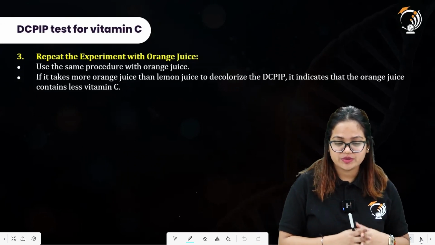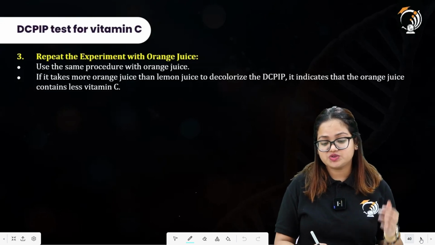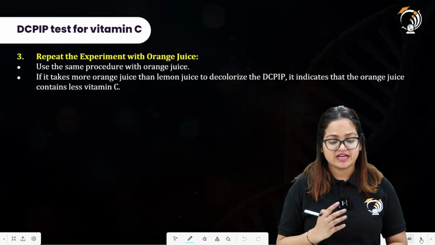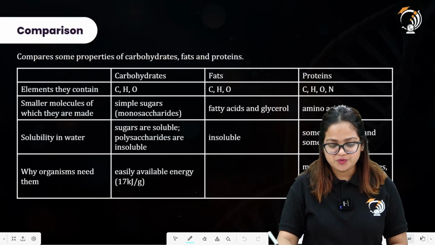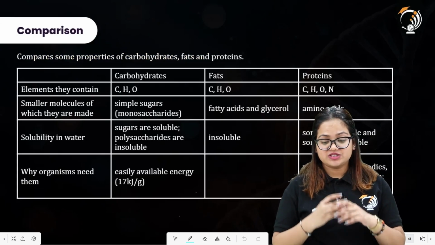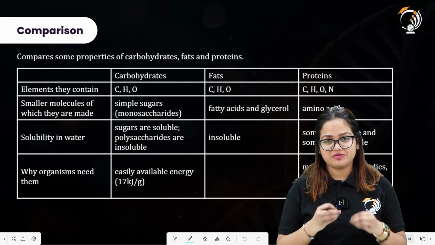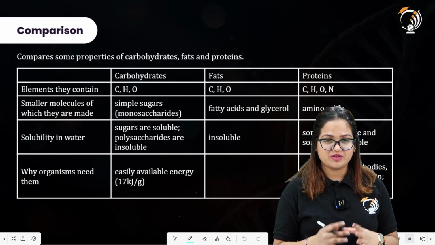Use the same procedure with orange juice. If it takes more orange juice than lemon juice to decolorize the DCPIP, it indicates that the orange juice contains less vitamin C. I hope this statement is clear to you all. Moving to the comparison. Now, this is the table that you have to remember thoroughly. That means you have to remember this by heart. You have to remember each and every point from this table only.